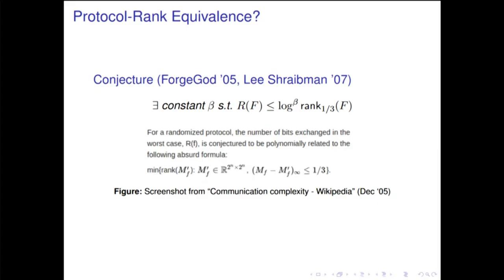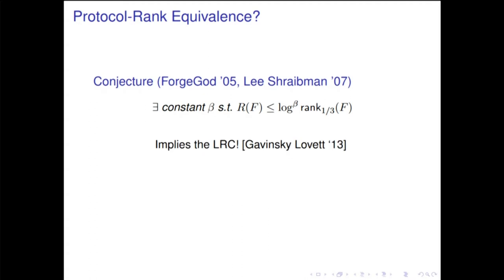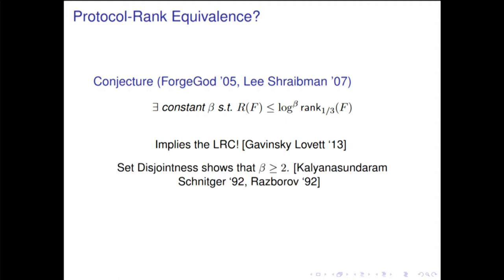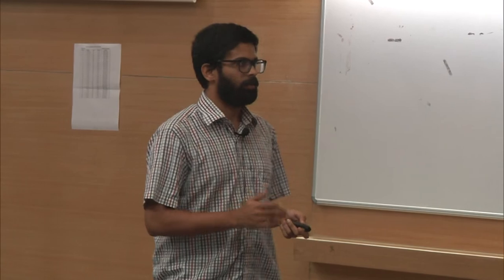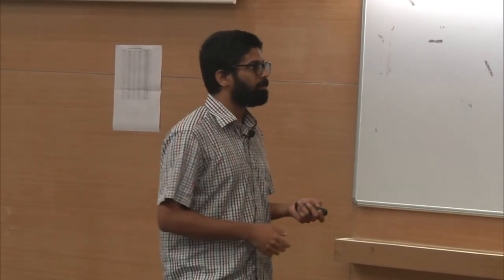So what is the nature of this conjecture? It's interesting because it implies the log rank conjecture. So if you prove this, we've got that awesome result. And we know that beta is at least 2 because of set disjointness. And we actually know that it's at least 4 because of another recent work. And as far as upper bounds go, approximate rank itself is the best upper bound that we know right now, order approximate rank. So we don't even know the square root like we knew in the deterministic case.